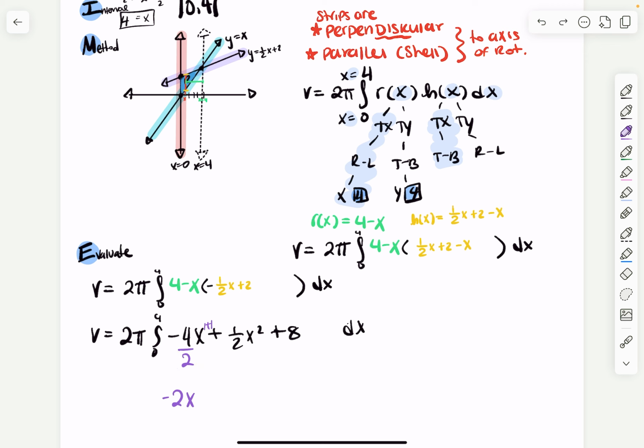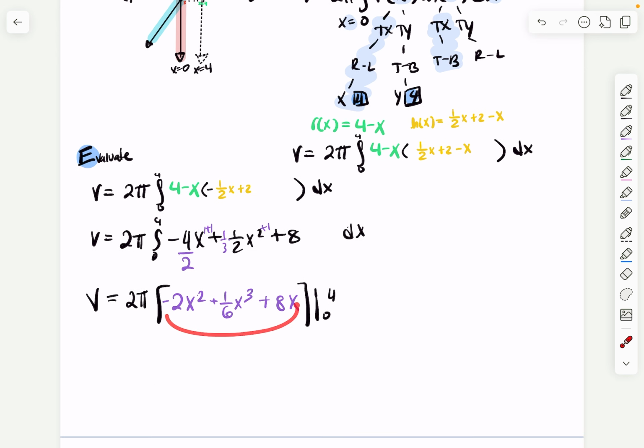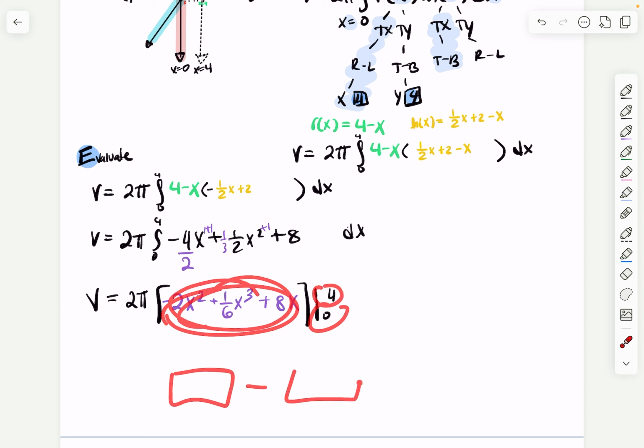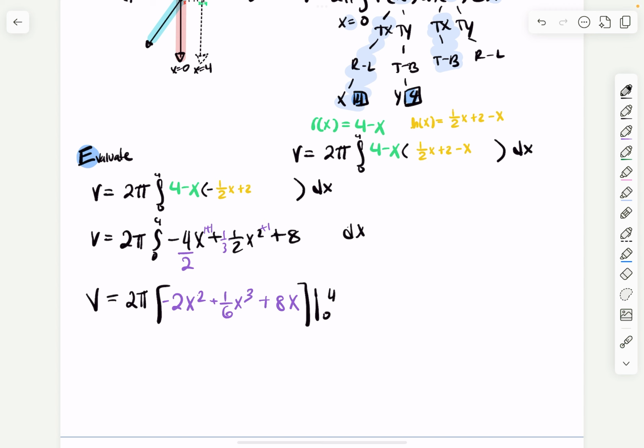It's a negative 2x to the second power. Here there's a 2 plus 1, that's 3. Divide by 3 or multiply by the reciprocal. So 1 times 3, that's going to be 1/6 x to the third power. And then here we just add a variable, so plus 8x. And this is all being evaluated from 0 to 4 multiplied by 2 pi. And then fundamental theorem of calculus says take this, plug this in, get an answer. Then minus, take this, plug this in, get an answer, and then get your final answer by subtracting.